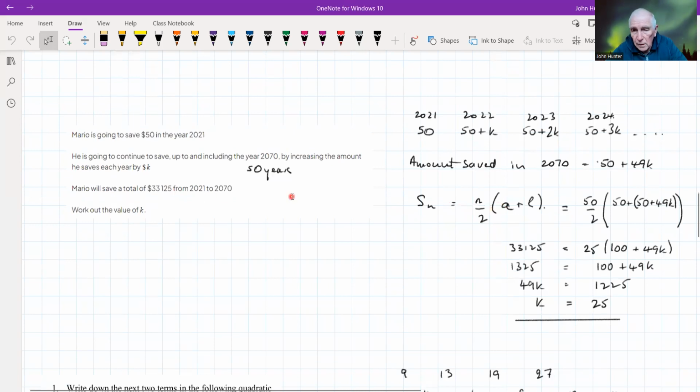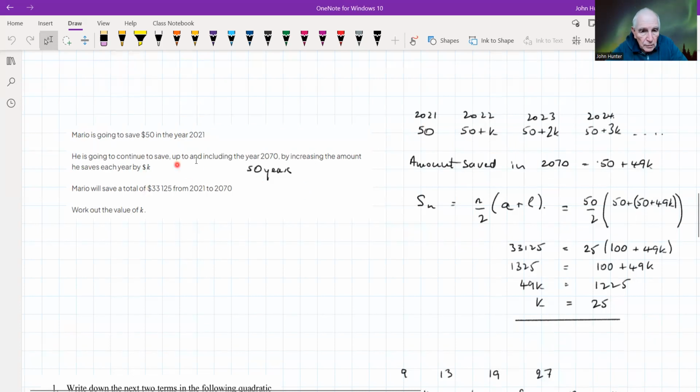We're basically going to have another look at a linear sequence, and this is simply because this is more like the kind of problem you may get. It's a bit less mechanical, and you put a little bit more thought into it. Mario is going to save $50 in the year 2021, and then he's going to continue to save up to and including the year 2070 by increasing the amount he saves each year by k. Well, we don't know what k is at the moment.